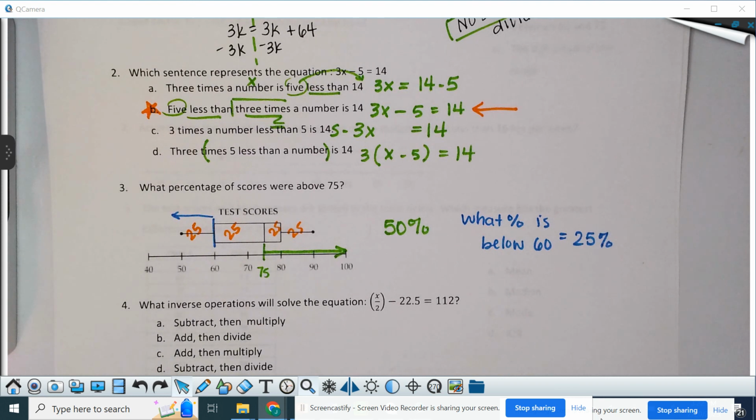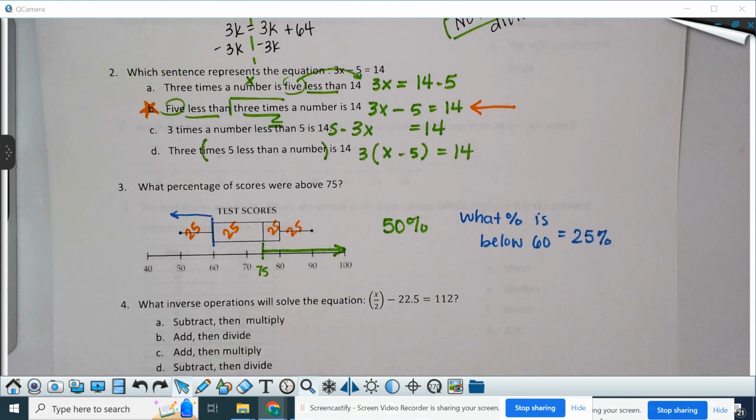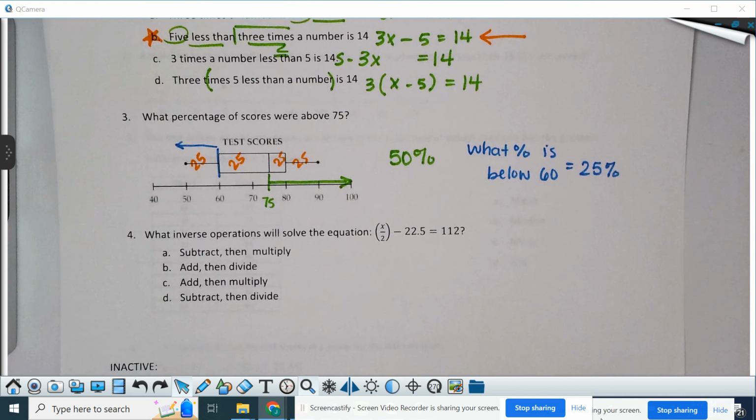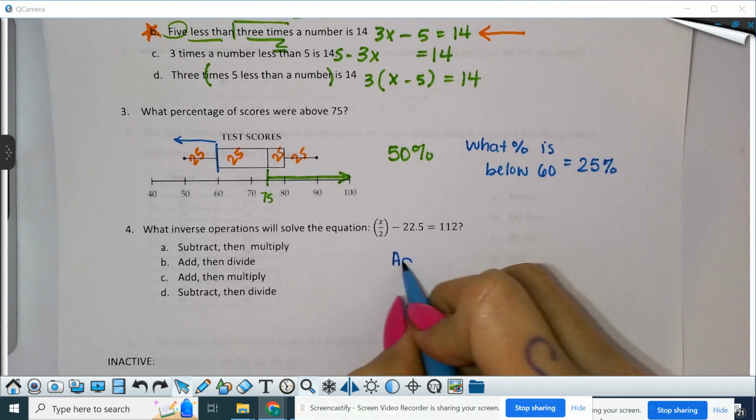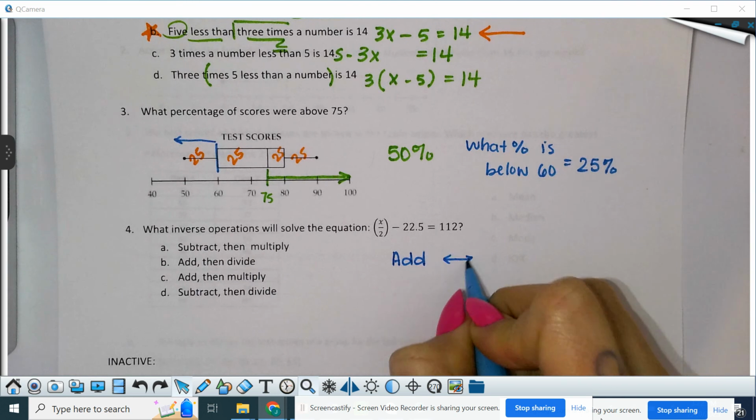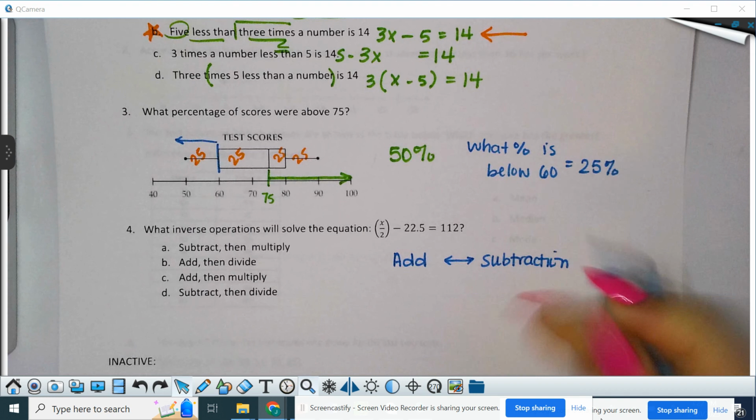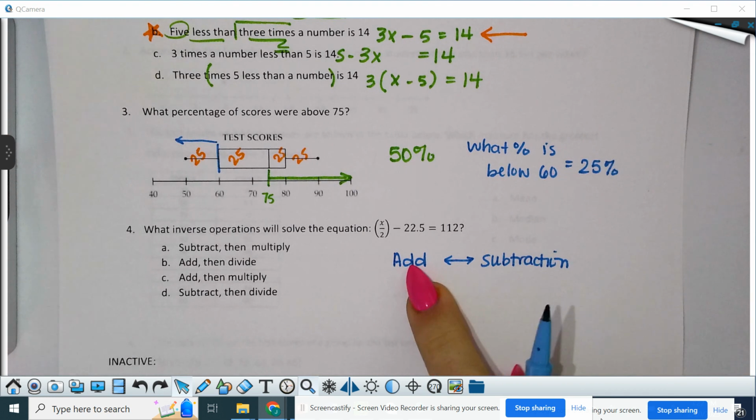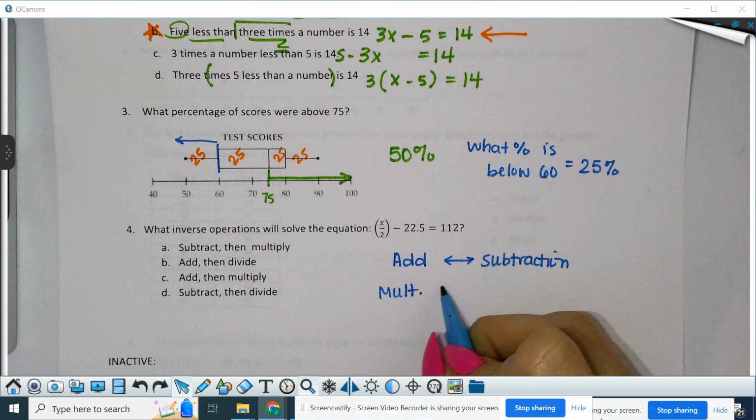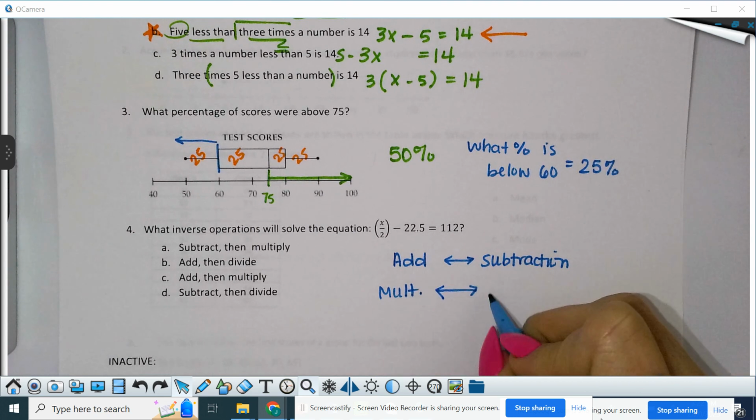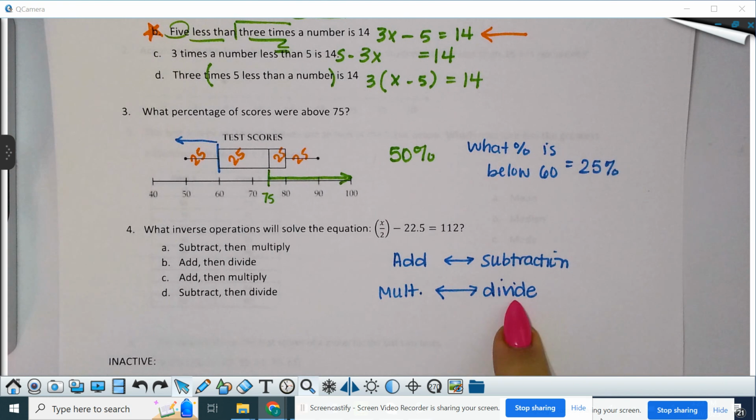All right, inverse operations. I'm a little concerned with some of the conversations I saw on some of the ed puzzles on this. So for addition, to undo addition would be subtraction. And I drew my arrows going both ways because to undo subtraction is addition. If I'm multiplying, to inverse multiply or undo multiply, it's going to be divide. And vice versa, to undo division is going to be multiply.